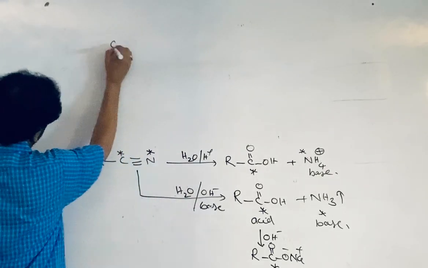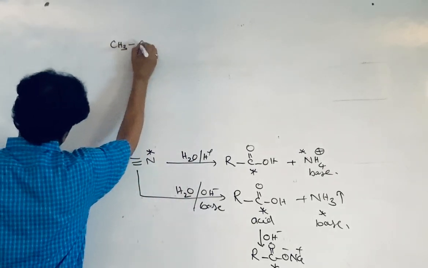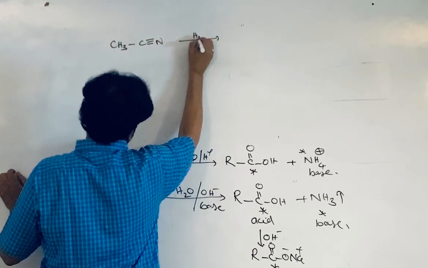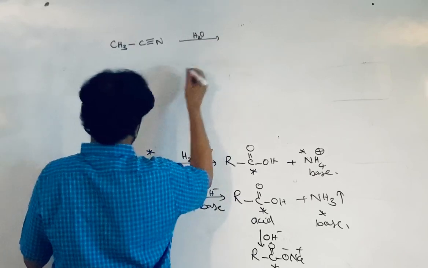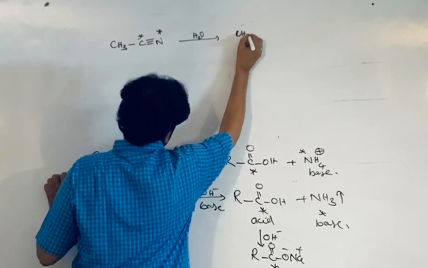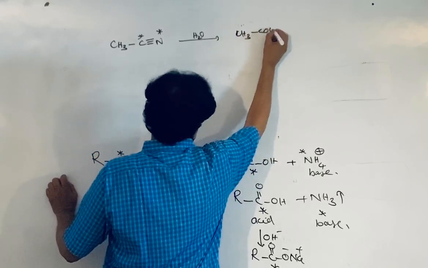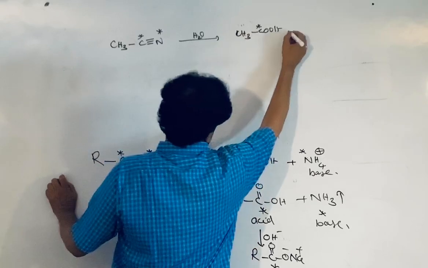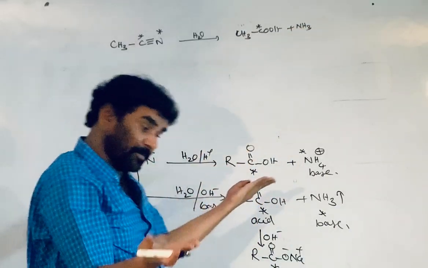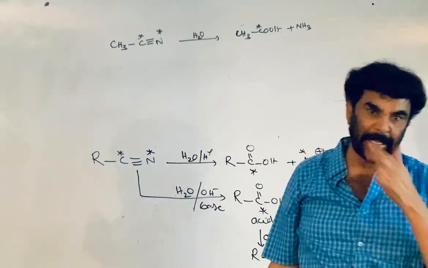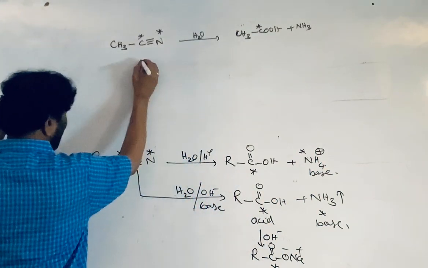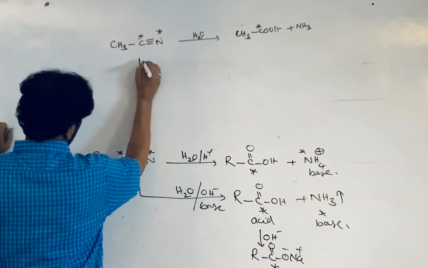See, you can take methyl cyanide. On hydrolysis, this is the case, CH3COOH plus ammonia. I have not taken the acid or base, but you have to take the water compulsorily. You have to take the acidified acetic acid and ammonia is liberated. Nothing. This is a very simple reaction.